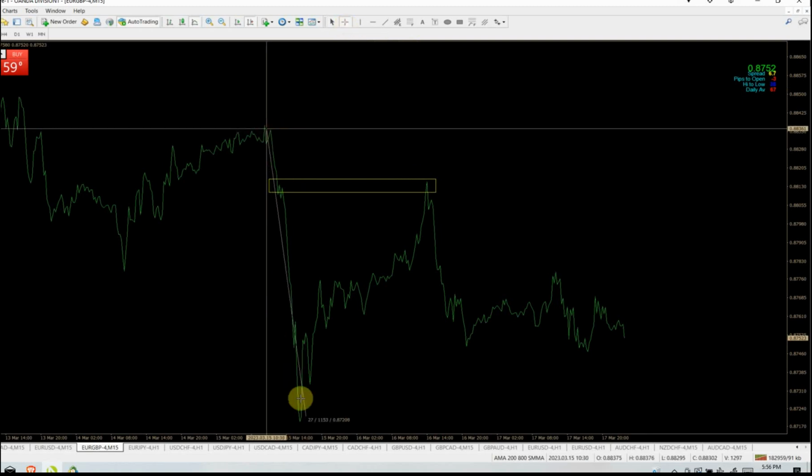And again, if you measure from the top to the bottom here, this is 24 15-minute periods, 118 pips.